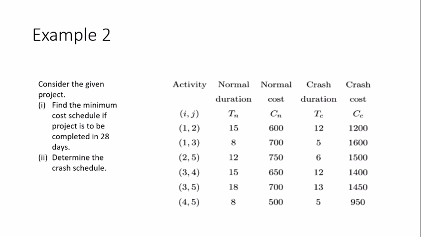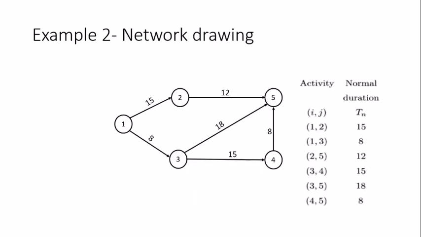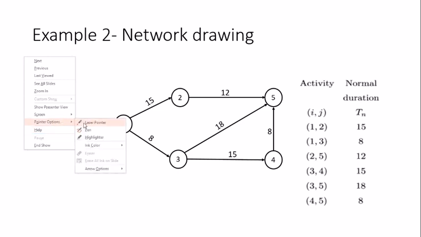Firstly, we know the very first step: you have to draw the network diagram, and to draw the network diagram I just need this much information, the activities and the normal duration. In other examples you see activities are denoted by A, B, C, D, E, F, but in this example activities are given directly in terms of numbers. So this kind of project drawing is easiest because you don't need to look at the predecessors or precedence relationships. Whatever nodes are given to you, you can just follow them and draw your network.